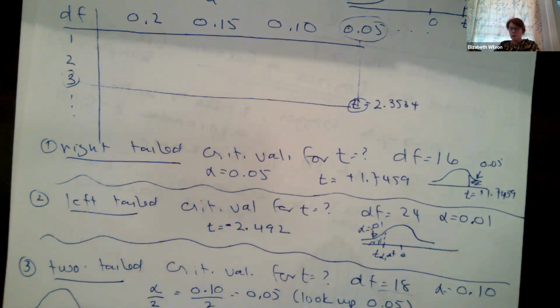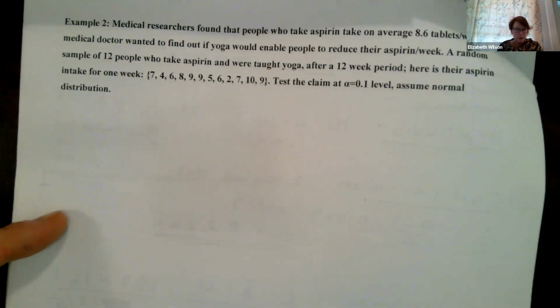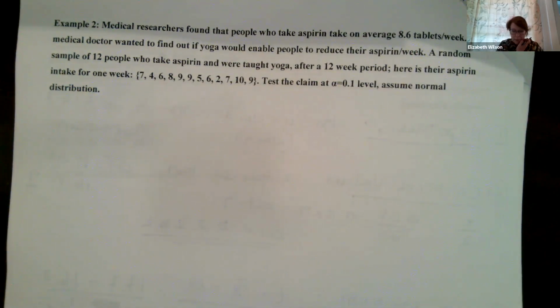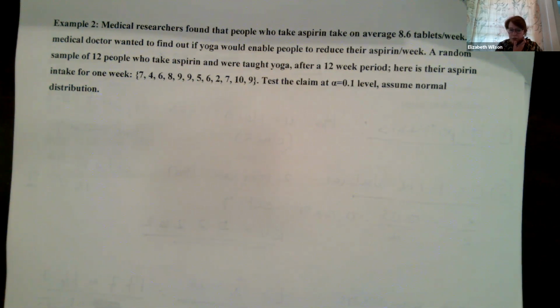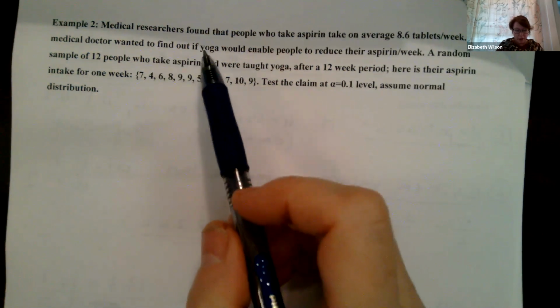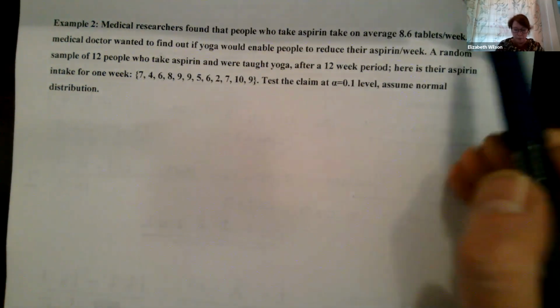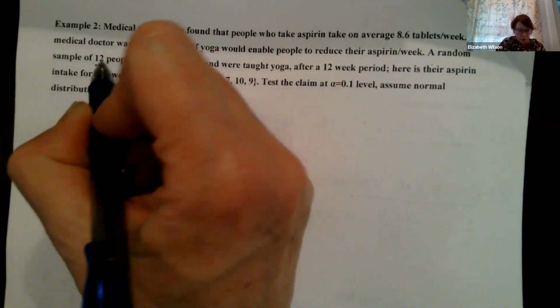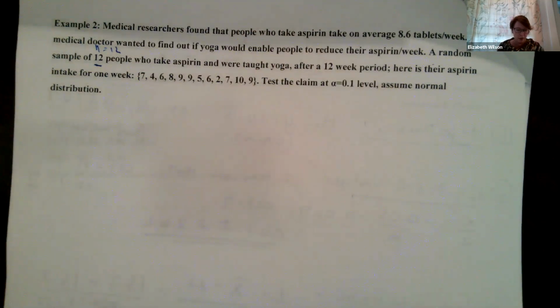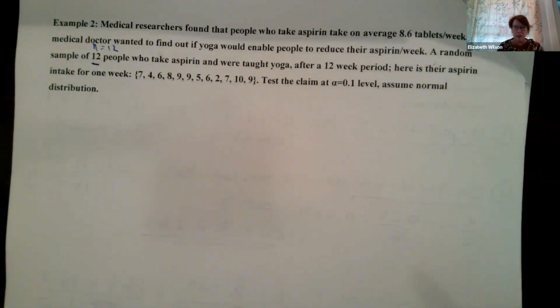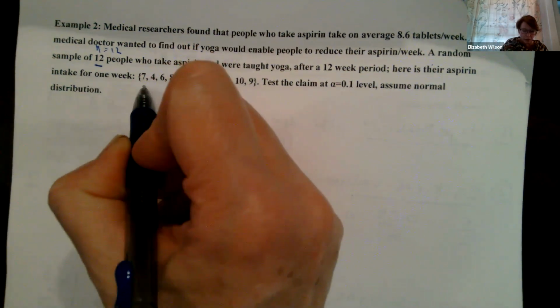So example 2, I'm looking at. Example 2 says, medical researchers found that people who take aspirin take on average 8.6 tablets per week. Some medical doctor wanted to find out if yoga would be able to reduce people's aspirin intake per week. A random sample of 12 people, so this is our n equals 12, who take aspirin were taught yoga. And then after a 12-week period, here's their aspirin intake for one week.